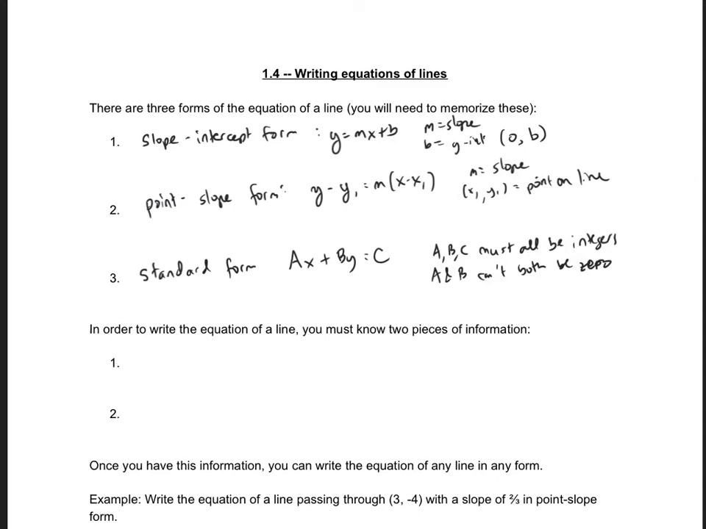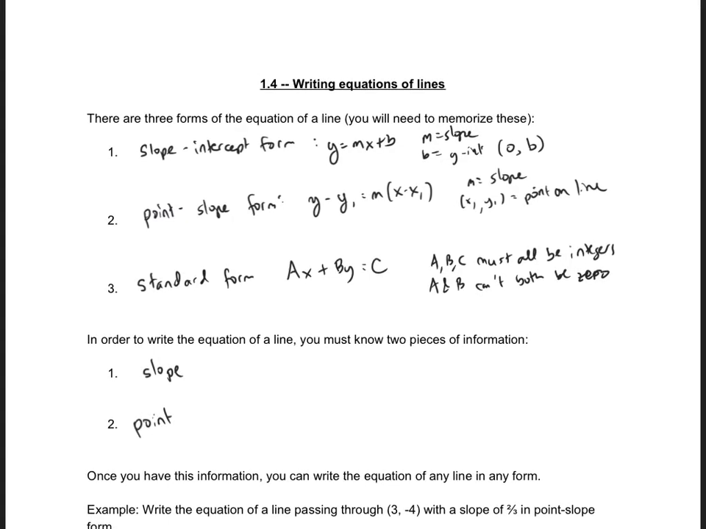Now, when we go to write equations of lines, all lines are defined by two unique qualities. The first is the slope. That gives you the tilt of the line. And the second is a point that the line passes through. Because if you have the slope, that gives you the tilt, and the point anchors it in the xy plane, and there could be no other line that has the same slope and passes through that point. So whenever you're writing the equation of a line, you really want to make sure that you've got the slope of the line and a point on that line first.